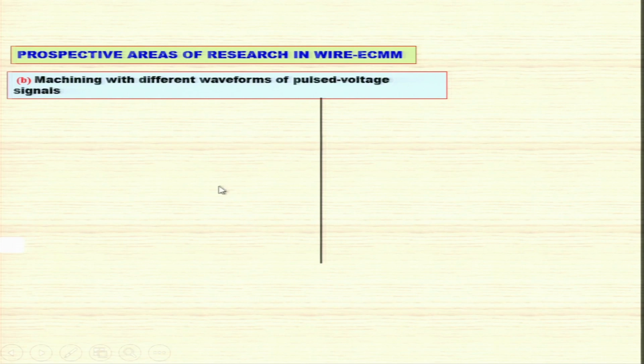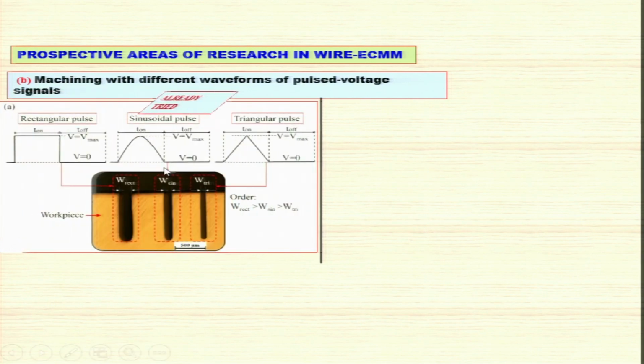In pulse power supply you can have it continuous wave or pulsed wave with different shapes. I will show you some of the shapes that have been used. You can see here, this is the rectangular pulse, this is the sinusoidal pulse, and this is the triangular pulse, and all the three pulses are going to give different material removal rate, different quality of the machined surface.